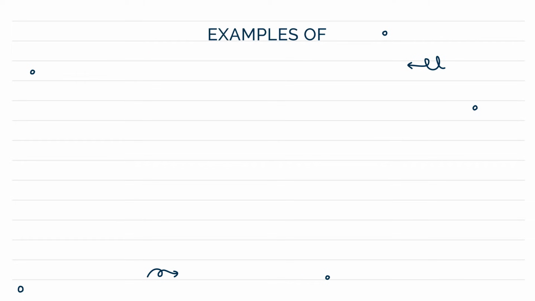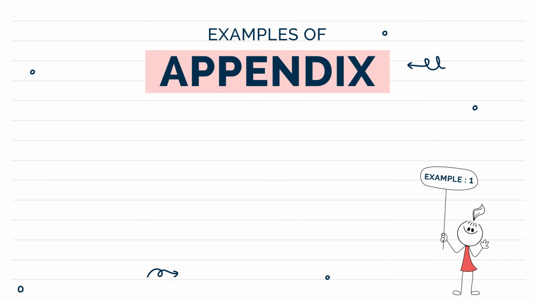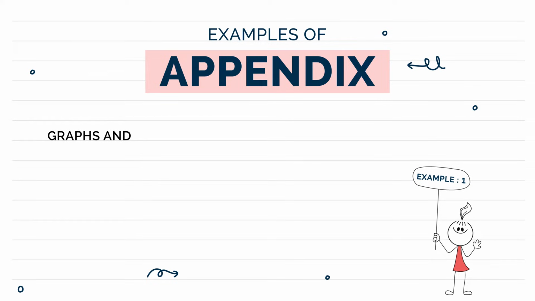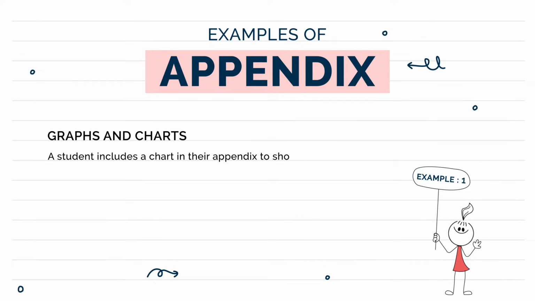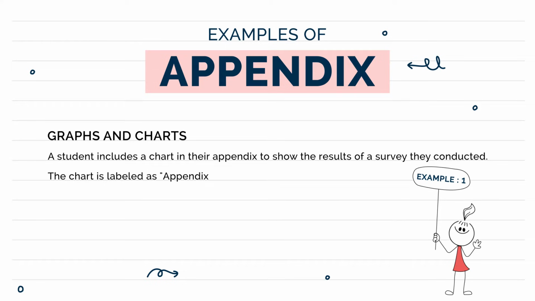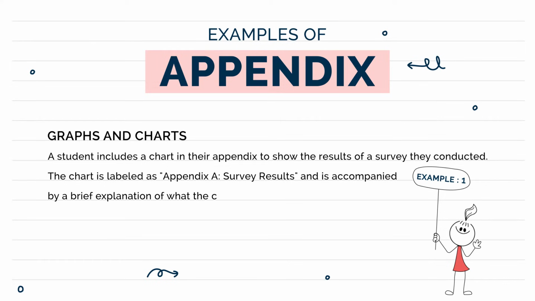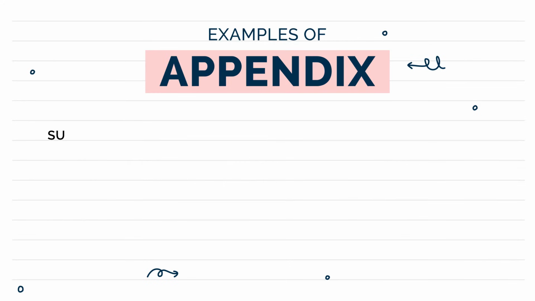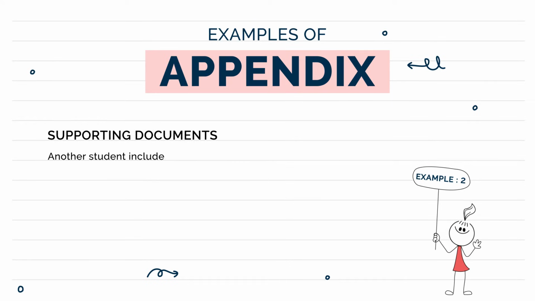Now, let's look at a few student-friendly examples of appendices to get a better idea of how they work. A student includes a chart in their appendix to show the results of a survey they conducted. The chart is labeled as Appendix A, Survey Results, and is accompanied by a brief explanation of what the chart represents.